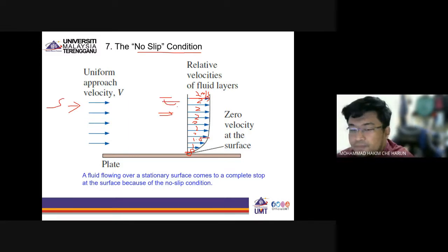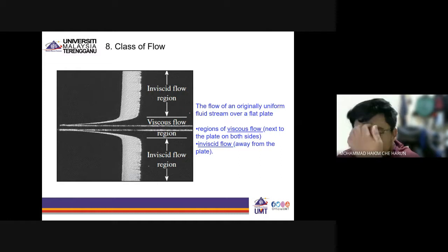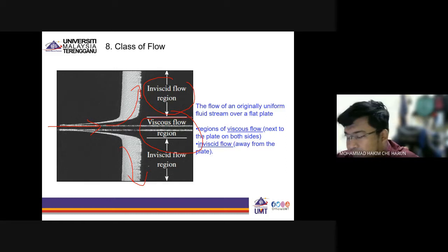Alright, another thing is the class of flow, inviscid flow. You can see inviscid flow here. It comes from the center over here and then disperses here, disperses over there. There are only inviscid flow and also viscous flow. You can Google what viscous means. However, in fluid mechanics, the region of viscous flow is the one next to the plate on both sides. That is the viscous flow. In inviscid flow, it is away from the plate.